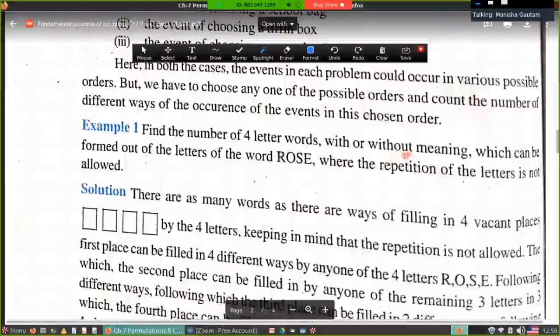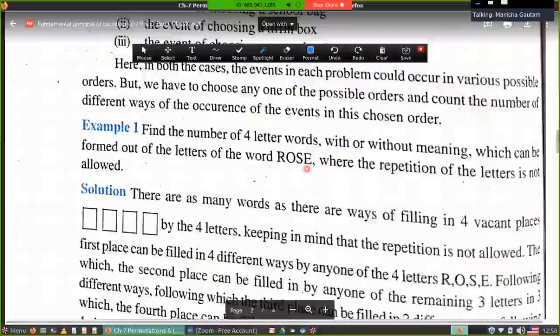This is very important. Sometimes students say, ma'am, there is no meaning of this word, whether we have to count it or not. It is clearly written in the statement, with or without meaning. You have to consider both, whether the word has meaning or the word doesn't have meaning. So, the word ROSE, how to arrange this word? By using the fundamental rule of counting.